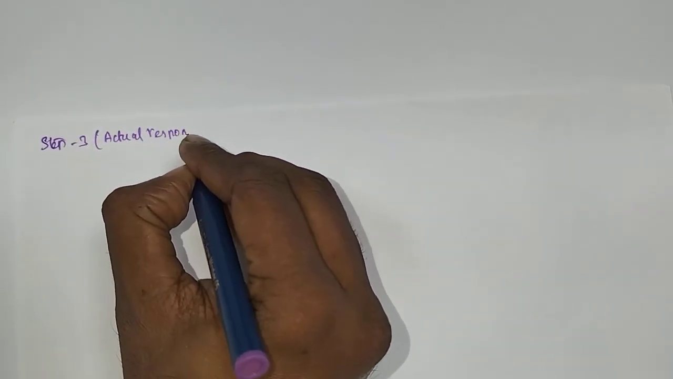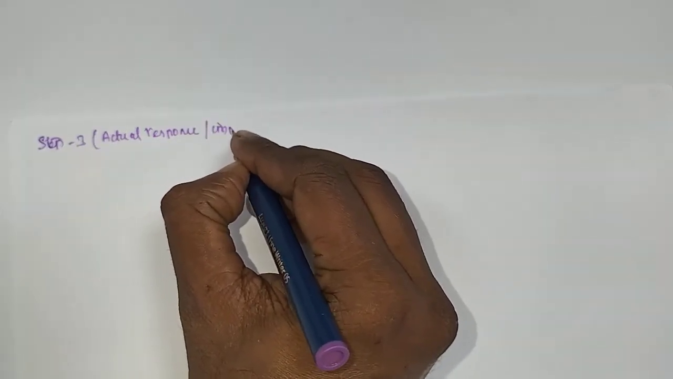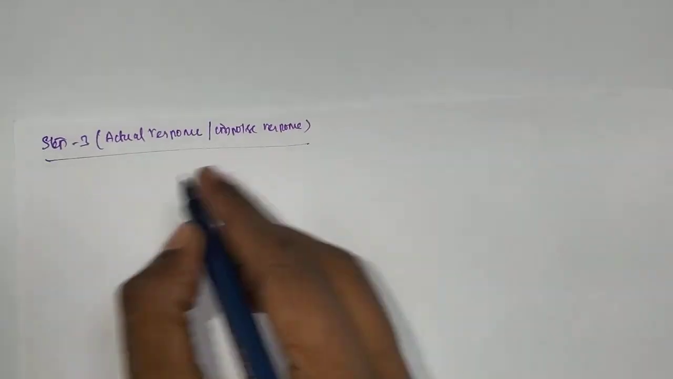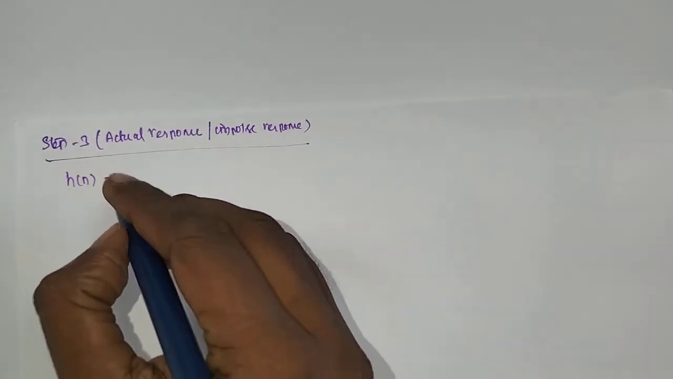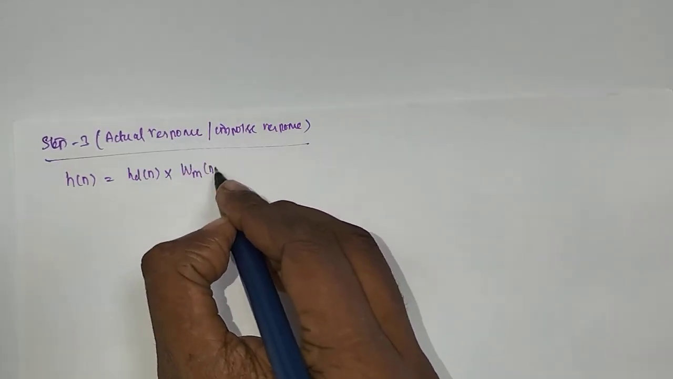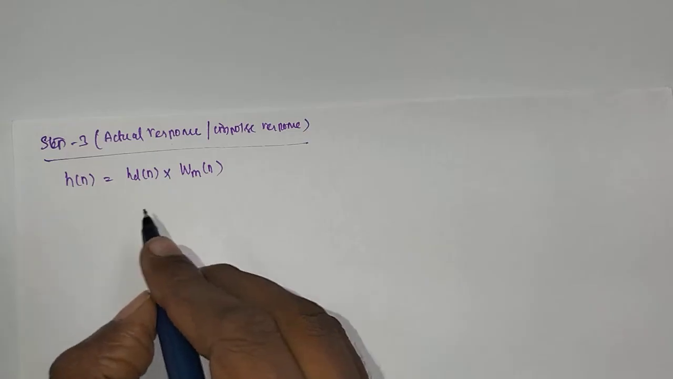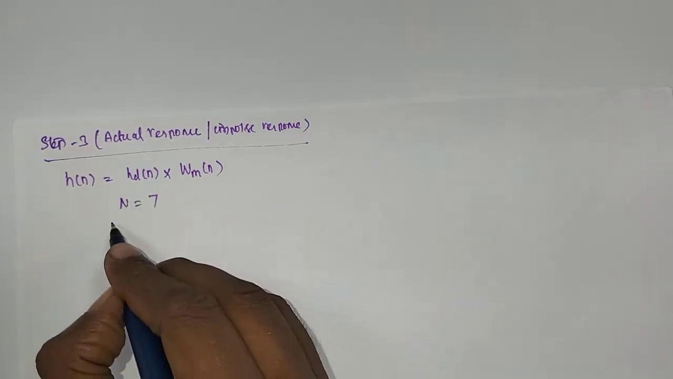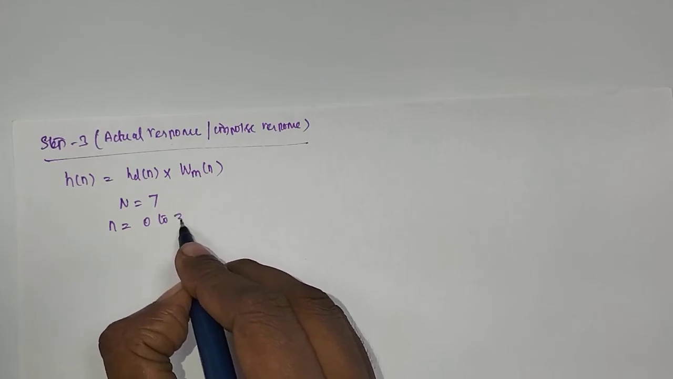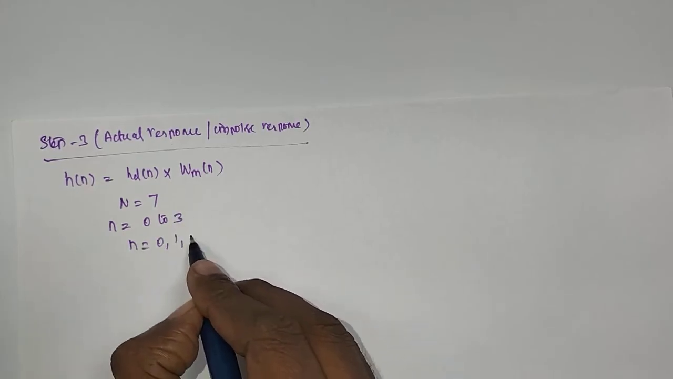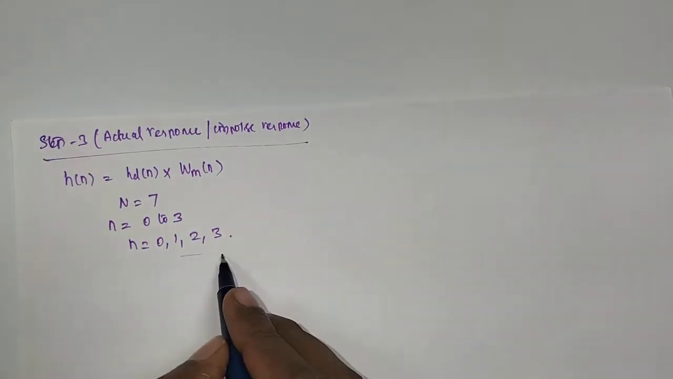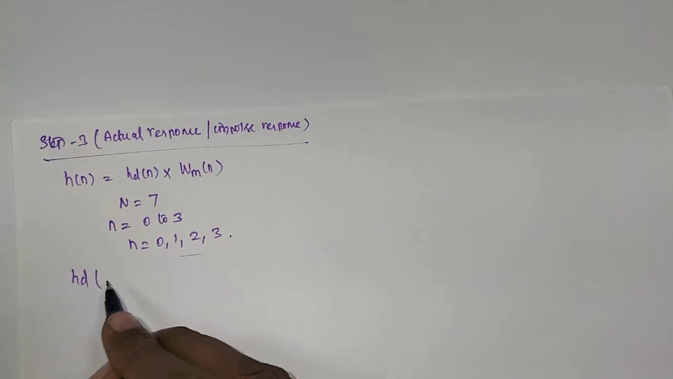Actual response or impulse response. The actual response has been found by taking the product between the desired response and the Hamming window function. For the length N equal to 7, the n value is 0 to (N minus 1) by 2, that is 0 to 3, so n is equal to 0, 1, 2 and 3. Then find the desired response for different n values.